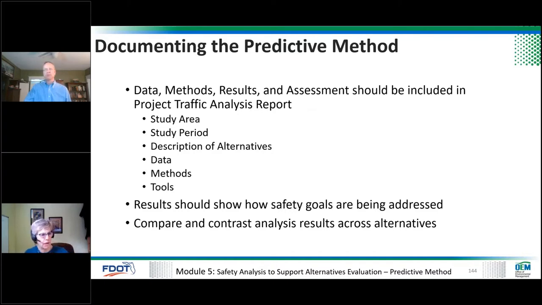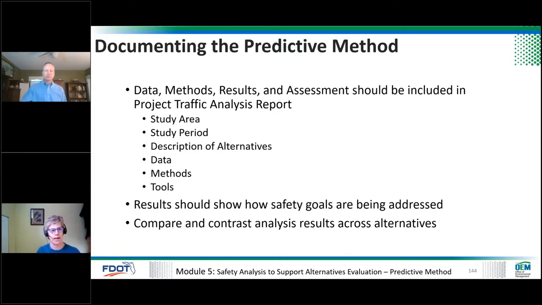So we've got a few little summary slides and some Mentimeter, and then we'll take a quick break. So documentation, again, is an important piece of what we do in PD&E and in the safety world. The safety work should be included in the project traffic report. I am seeing this evolve from a section of the study to an actual chapter, so that's good to see. These are the kinds of things that we document: the study area, the period, the alternatives, the data, the methods, the tools.